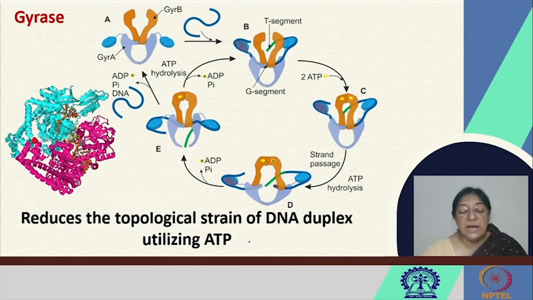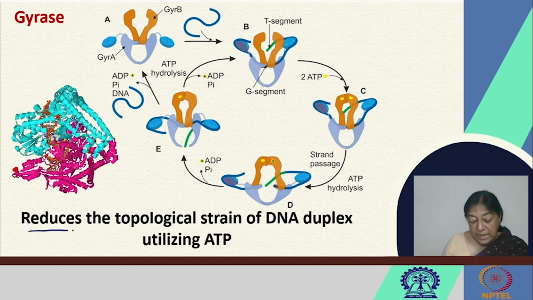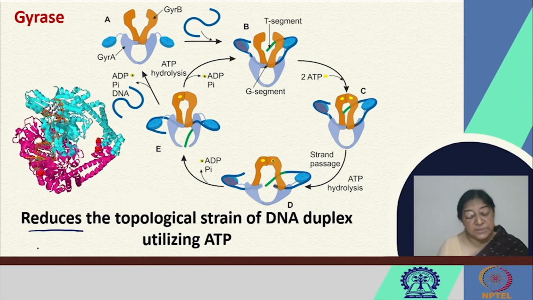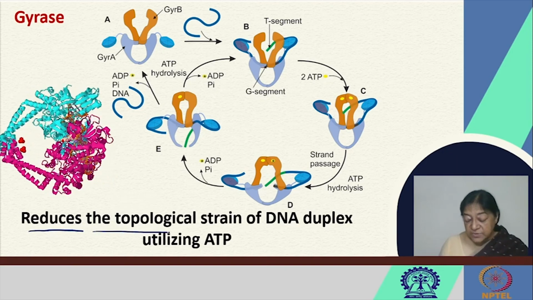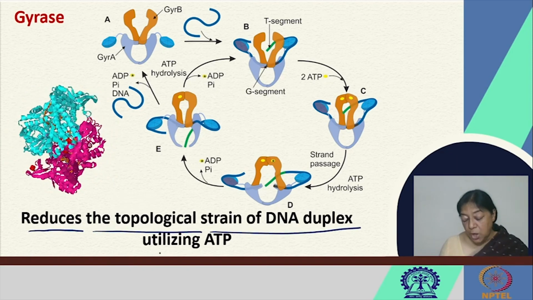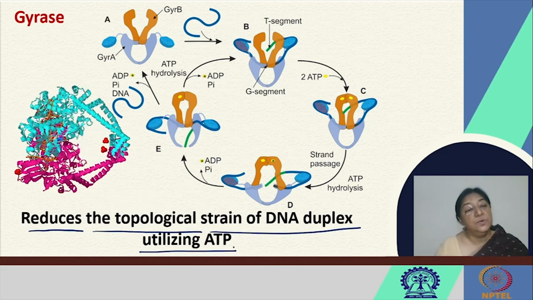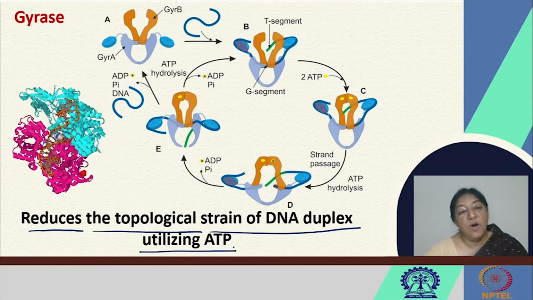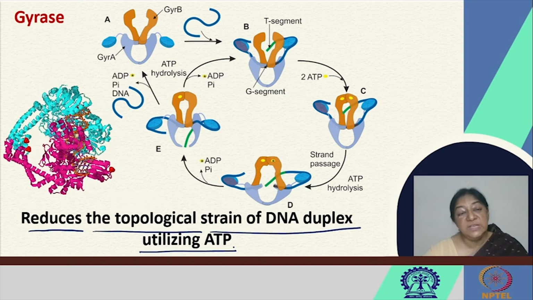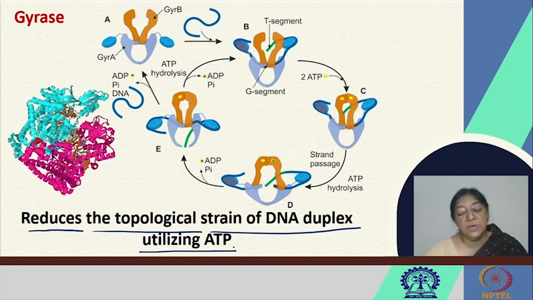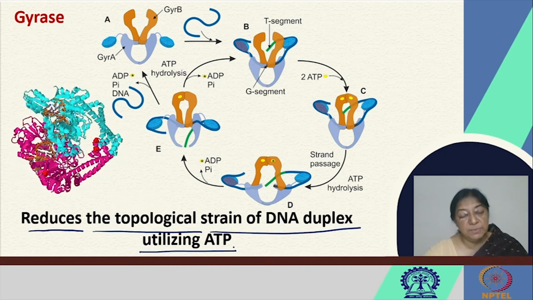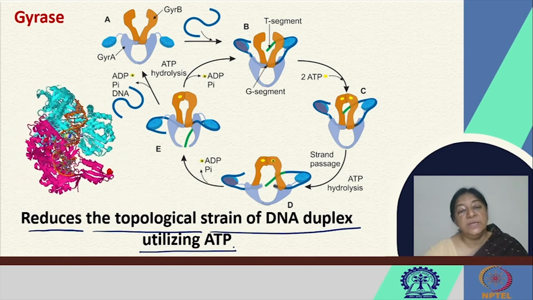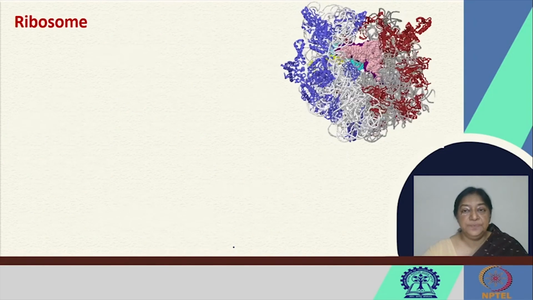What it does is its main job, like the topoisomerase, because it is one such topoisomerase, it reduces the topological strain of the DNA duplex using the hydrolysis of ATP to release the strain due to the unwinding of the double helix. This unwinding is brought about by helicase.